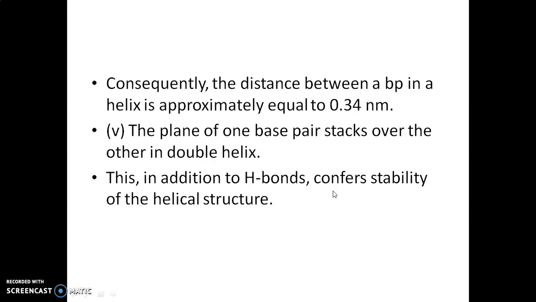Okay. Then the distance between base pairs in the helix is equal to 0.34 nanometer. That is 3.4 divided by 10. 10 nucleotides are there in one turn. Clear the calculations? Then the fifth feature, the plane of one base pair stacks over the other in double helix. Thus, this in addition to hydrogen bond confers the stability of the helical structure.